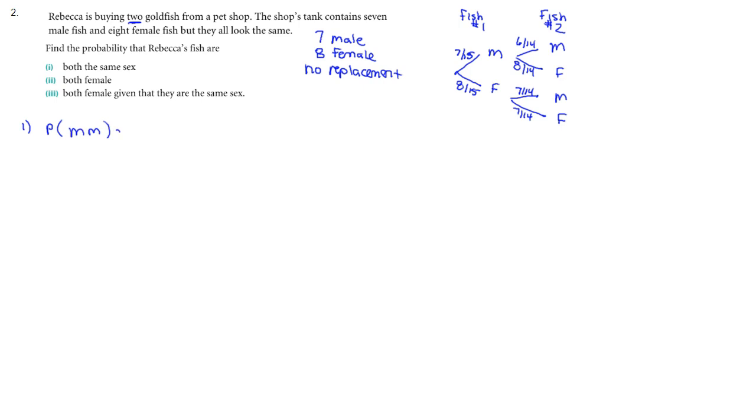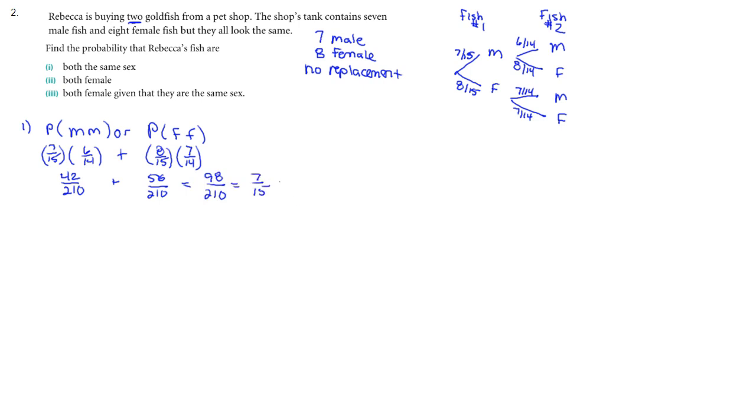They want to know what the probability of both the same sex. Well, there's 2 possibilities that would be acceptable, either both males or both females. So the probability of them both being male is going to be 7/15 times 6/14. And the probability of them both being females is 8/15 times 7/14. Since I'm willing to accept either one of them, and there's no overlap, I just add them together. And when I do that, I'm going to get 98 over 210, and that reduces to 7/15 or 0.467 to 3 significant figures.